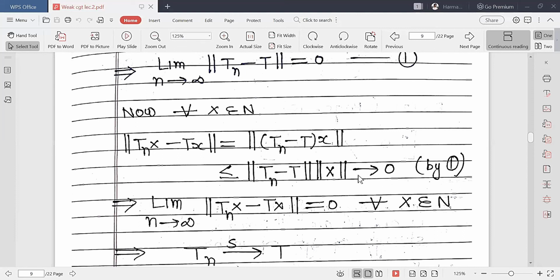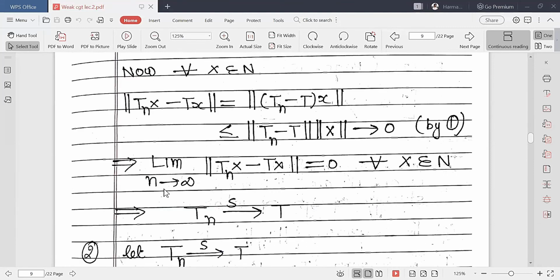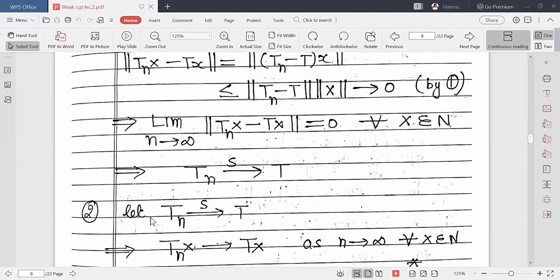If the right hand side approaches 0, it means the limit as n approaches infinity of the norm of Tnx minus Tx is equal to 0 for every x belonging to N. Then by definition, this sequence Tn is strongly convergent to T. But the converse is not true, which we will discuss later on.